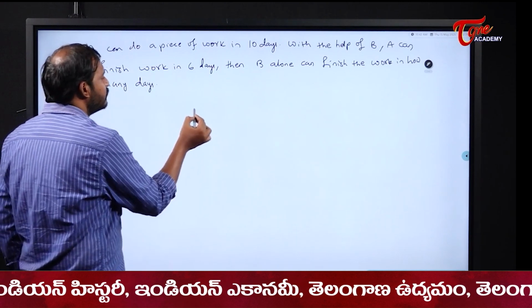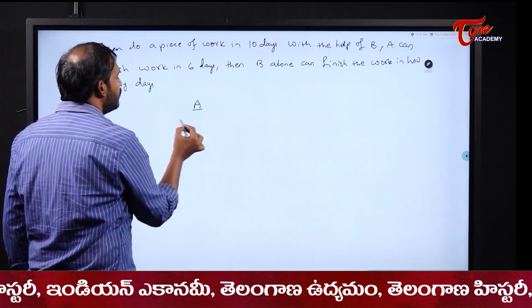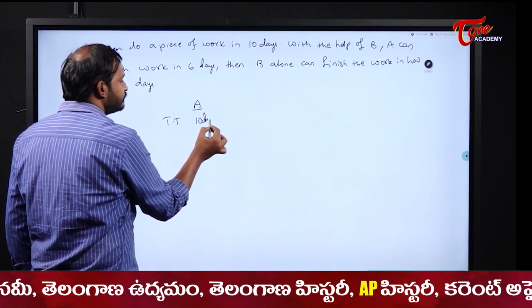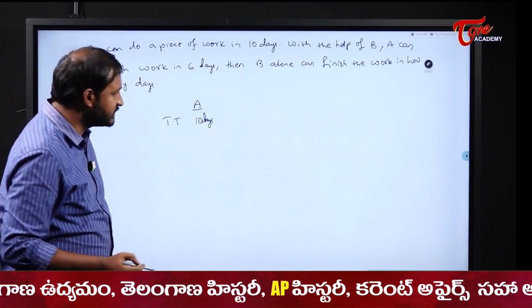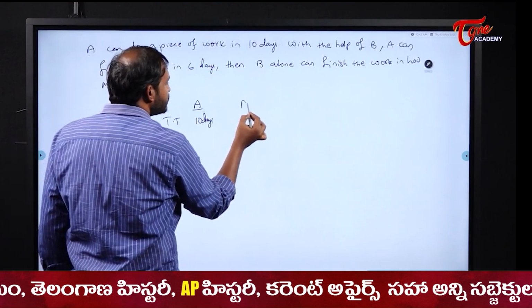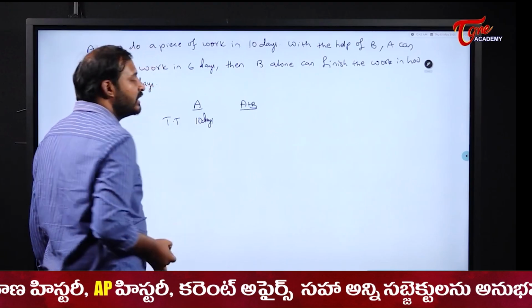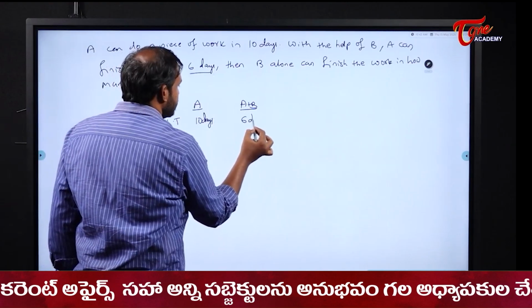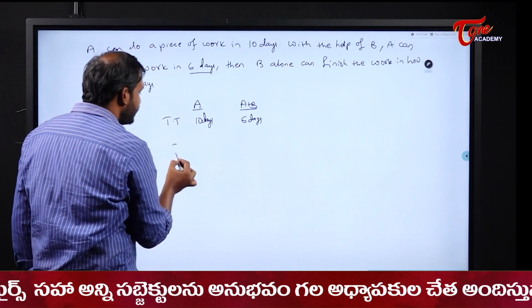Now A alone can do the work in how many days students? Time taken by A alone is how many days? 10 days. Now with the help of B means what? A and B together. A and B together can finish the work in how many days? 6 days. Now we will write their efficiencies.